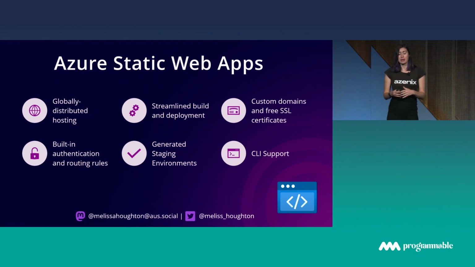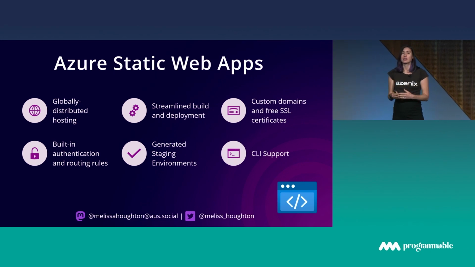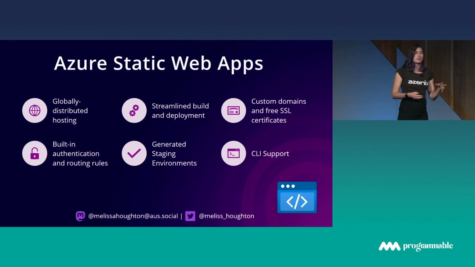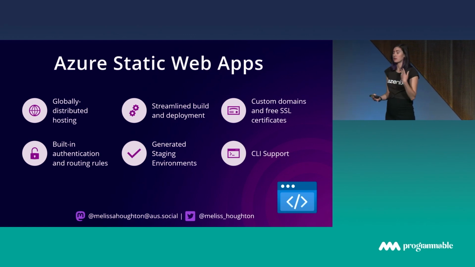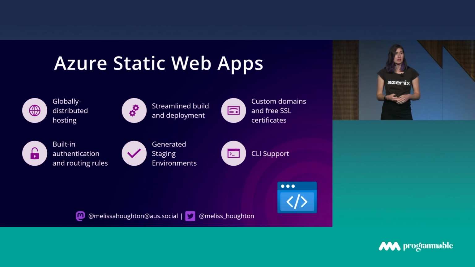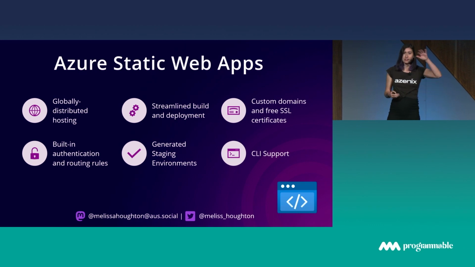So Azure Static Web Apps has some really great features to help you get started. It has globally distributed hosting, which means that your static content is available everywhere for all of your customers or whoever might be accessing your sites globally in really fast load times and all of that. It has some nice features to help you get up and running very quickly with streamlined build and deployment. And it has custom domains available, so you don't have to use the .azure website's URL, which gives you a funny generated URL as well.